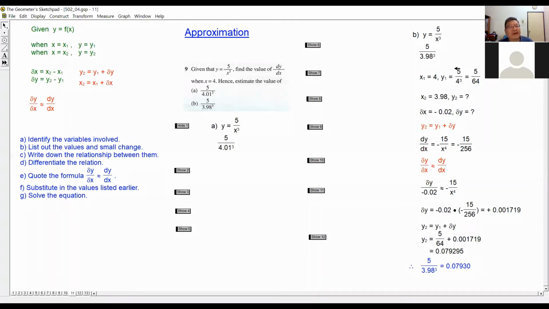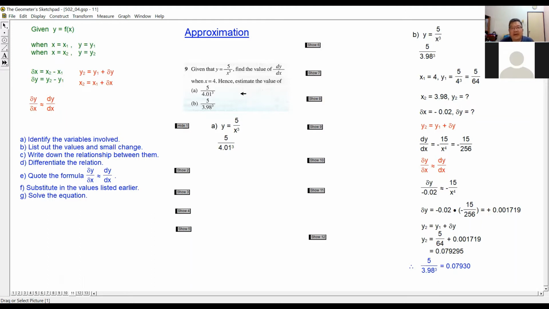Okay, never mind. Now let me read the question to you. Given that y equals to 5 over x cubed, find the value of dy/dx when x equals to 4. Hence, estimate the value of 5 over 4.01 to the power of 3.